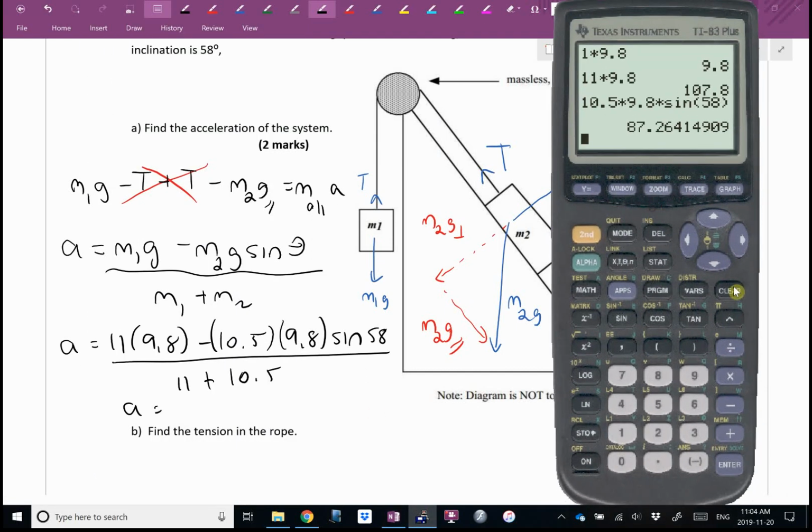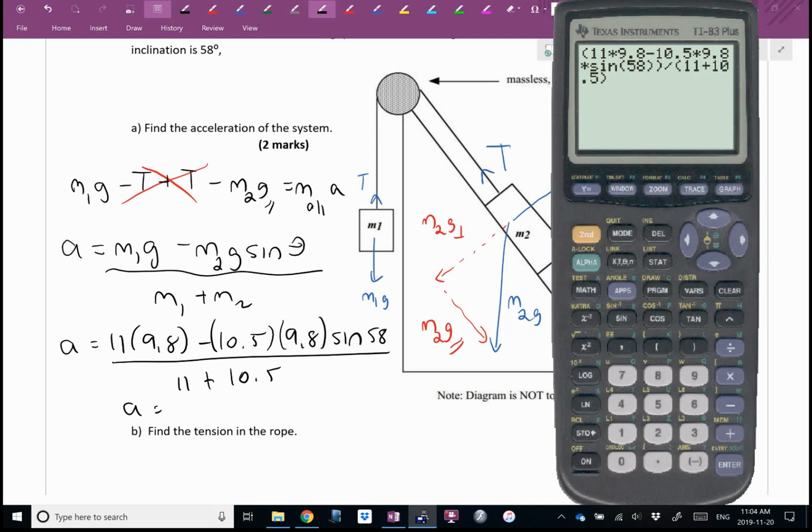Is this a fraction? Yep, more than one thing on the top. 11 times 9.8 minus 10.5 times 9.8 times sine of 58 divided by bracket 11 plus 10.5.